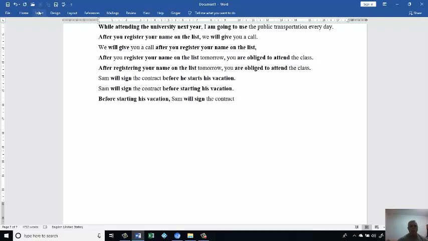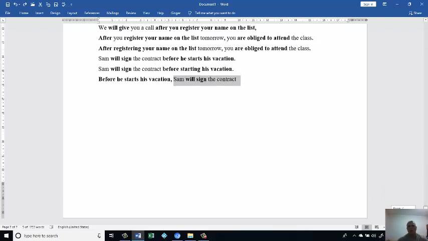But if we have the same sentence, like here, I cannot delete this. Then I say, signing, before he starts his vacation, signing the contract. We don't know what's going on, who is signing the contract. That's the reason we can only make contraction, delete the subject and change the verb, only with the time clause, only this side, not this side. Okay, this is very important to know before you do any contraction.